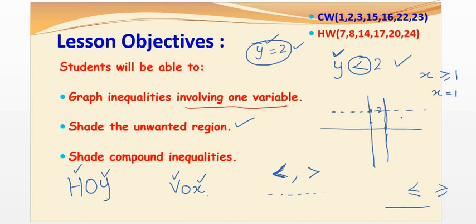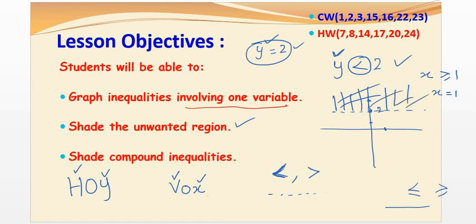Clear? So remember, whenever we are dealing with inequalities, we have to shade a region. Now for example, which region will be shaded here? y is less than 2 means I need all the numbers that are less than 2. So this region here has all the values that are less than 2. But we do not shade the ones that are less than 2. We need these values. So we have to shade the values that we do not need.